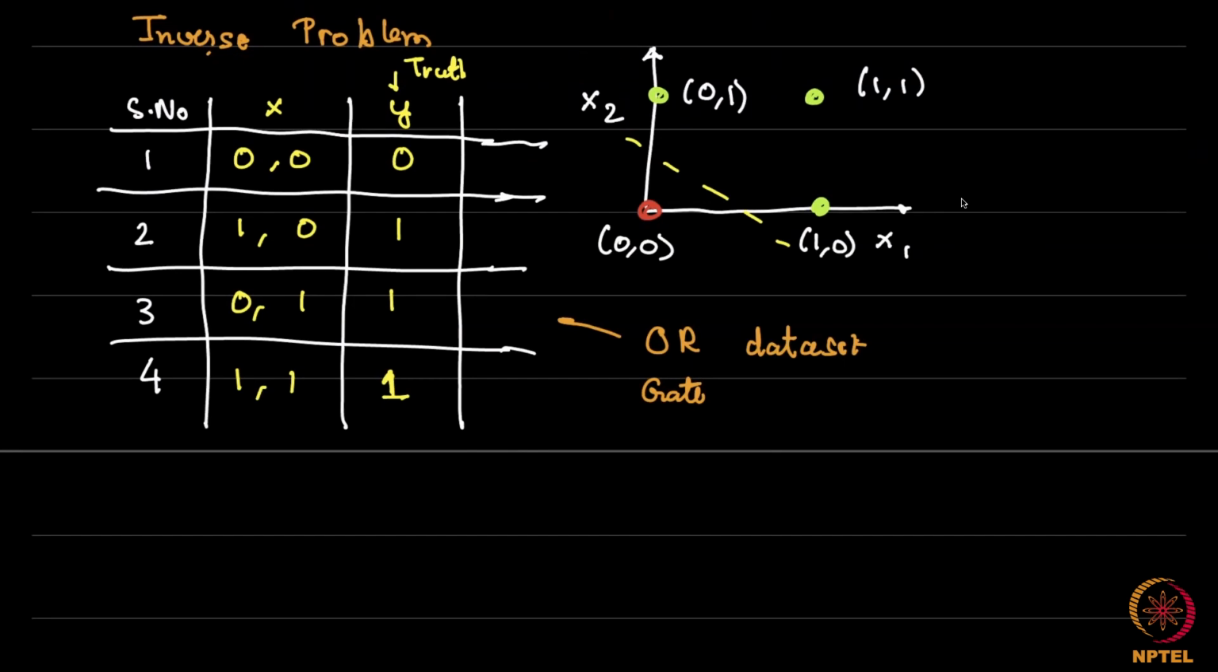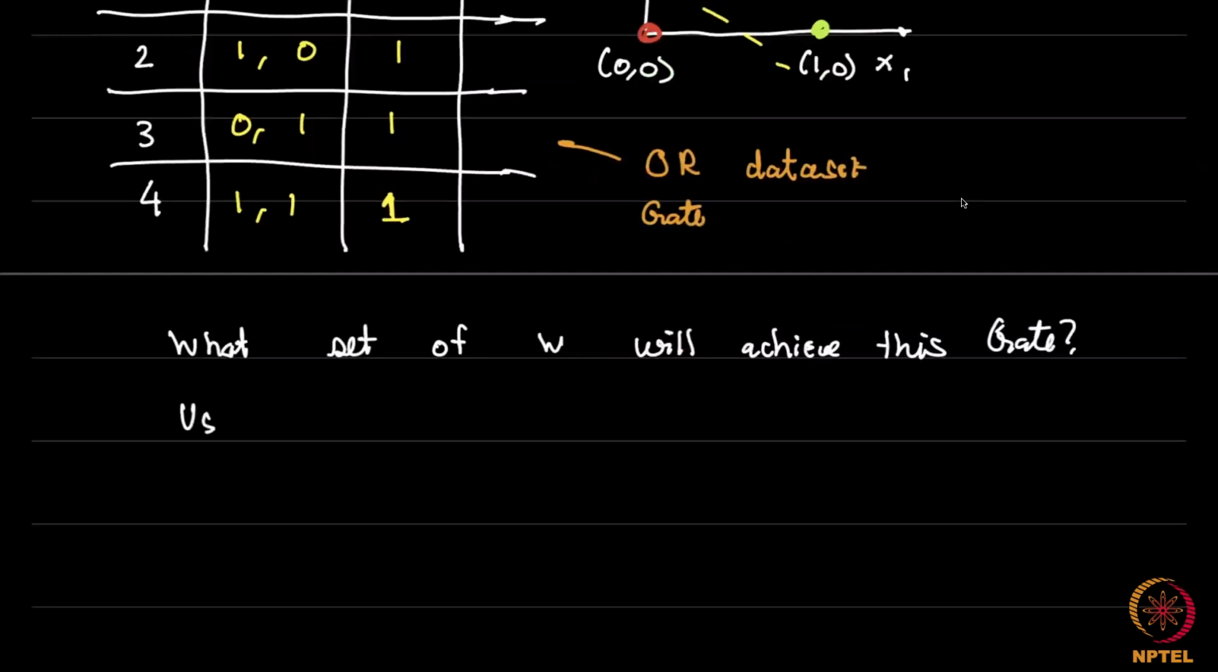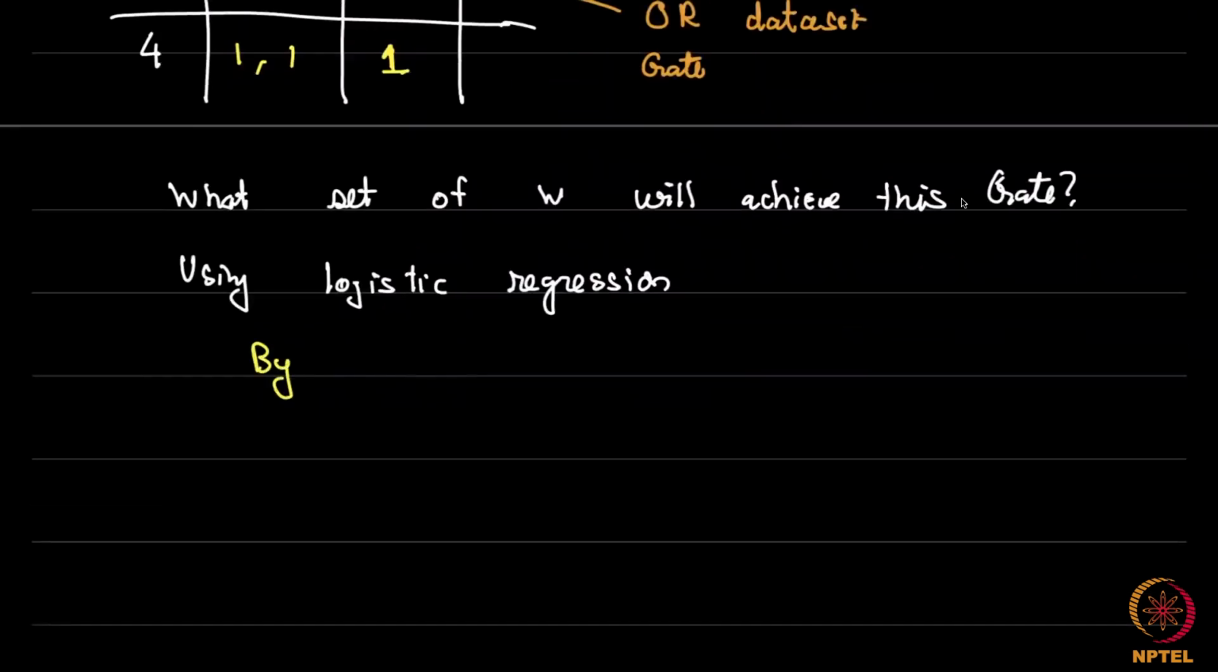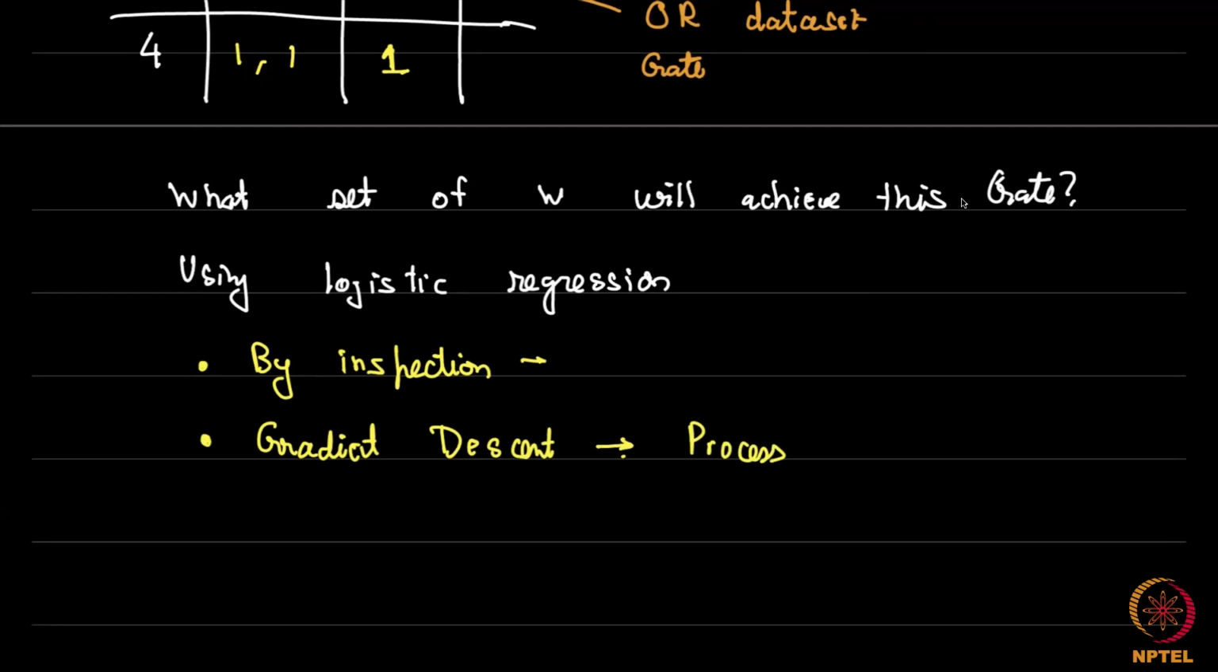Now, given this data set, let's ask a question. What set of W will achieve this gate using logistic regression? I'm going to do this in two ways. One is purely by inspection. What does that mean? We'll just guess some weights and see whether we can make it work. And the second is, I'll show you how to do it through gradient descent. I want to warn you, when I do it through gradient descent, I will not give you the actual weights that I will give you here. In this case, I'll just give you the process. So first, we will try to do this purely by intuition and inspection.